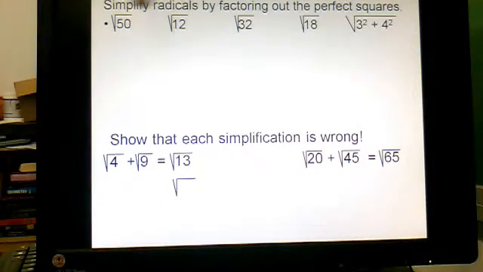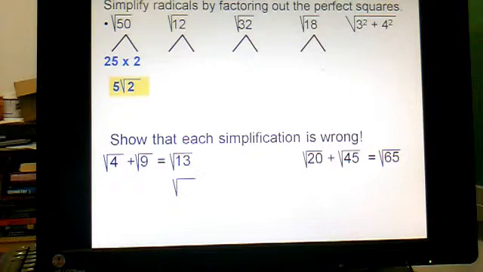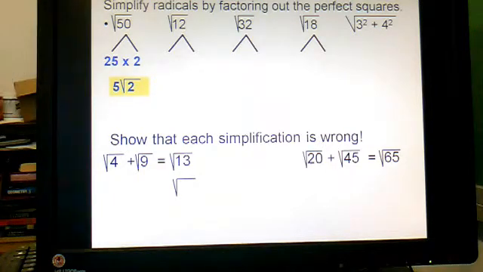So hopefully pretty easy. I mean, see the number 50. Hopefully you go, factors of 50. Well, half of 50 is 25. So I'm going to break that down to 25 times 2. Square root of 25 is 5. And the 2 is still trapped underneath the radical. So 5 rad 2 for my simplified answer on there.